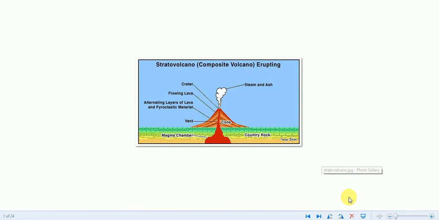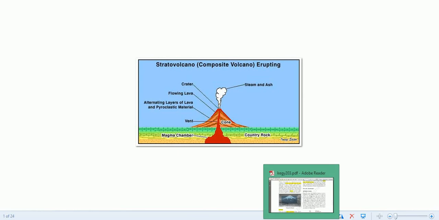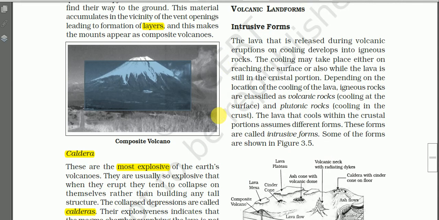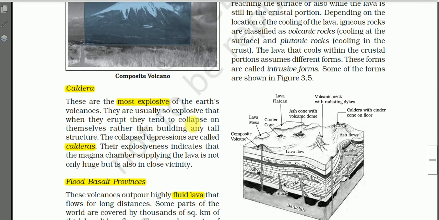Okay, this is another photograph. See here, in this photograph also you will find a layer of lava, then after that a layer of pyroclastic material. This is known as composite volcano. Next, Sir, yes, how are the holes formed in the mountain?